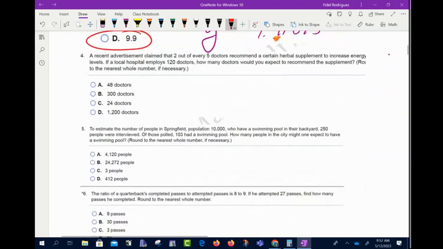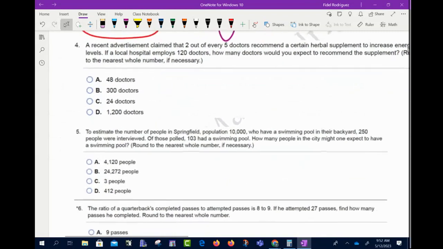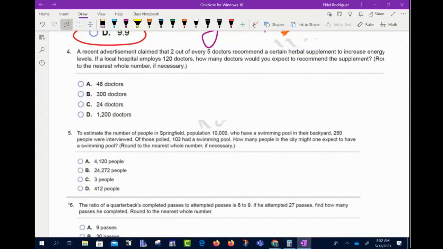Okay, y'all, the reason why we did those kind of problems right now is these are the problems that we typically see when we do ratio and proportion type stuff. Look what it says here. A recent advertisement claimed that 2 out of every 5 doctors recommend a certain herbal supplement to increase energy levels. If a local hospital employs 120 doctors, how many doctors would you expect to recommend the supplement? And it says round to the nearest whole number if necessary.